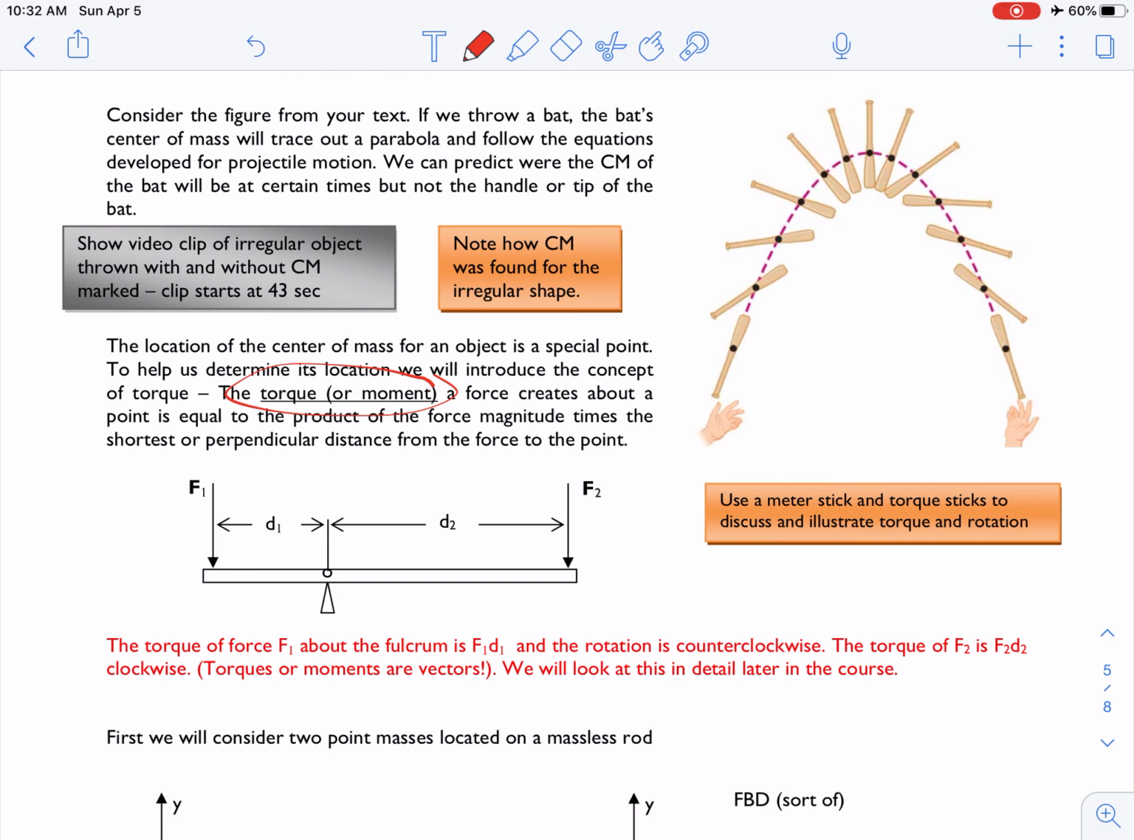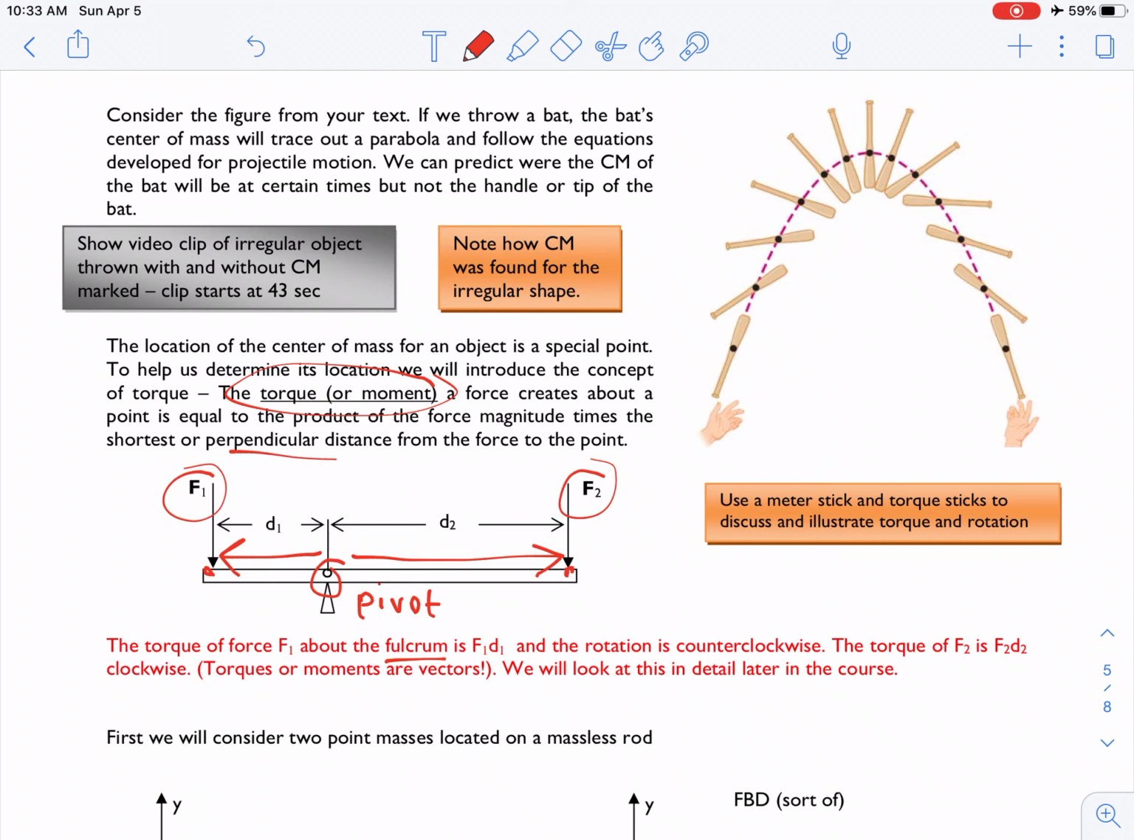And so what we have is two forces, one on each side. The force directions are shown, and as you can see, they're downward. When you go from the pivot point, or the fulcrum point, to the force point, that is your D1. When you go from the pivot point to force 2, that is your D2. Okay, so those are the perpendicular and the shortest distances. So the torque of force F1 about the fulcrum is the multiplication of F1 and D1. And the rotation is going to be counterclockwise.